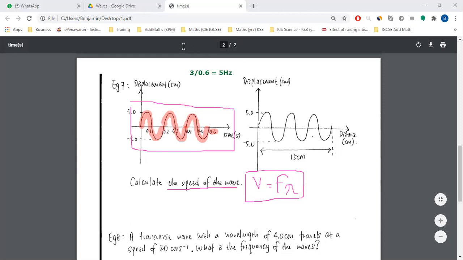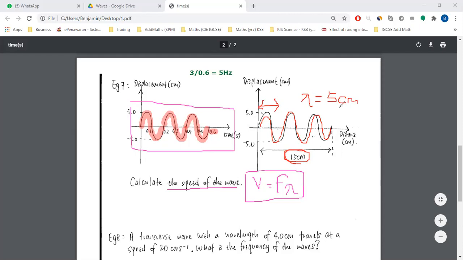So the wavelength here, now wavelength is from crest to crest or trough to trough, the length of one oscillation. Now here you have 3 complete oscillations, and overall the length is 15 cm. So you have to take this and divide it by 3, because wavelength is only the length of one oscillation. So 15 divided by 3, the wavelength is equal to 5 cm.